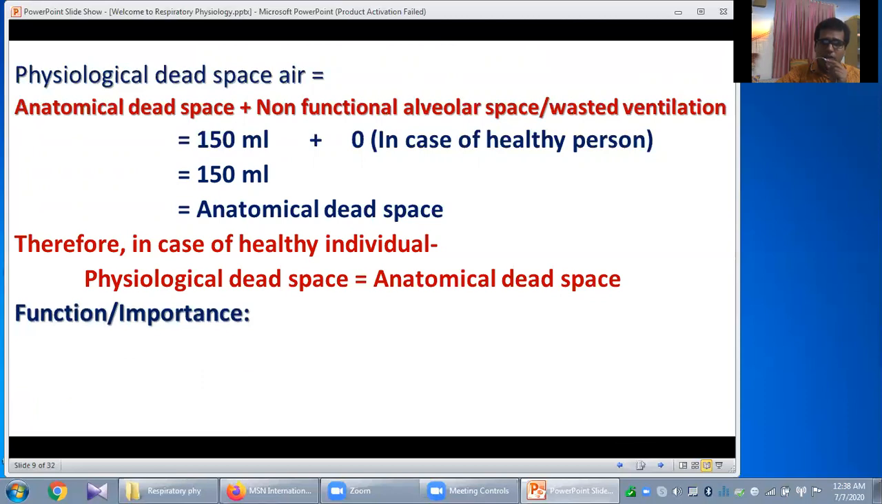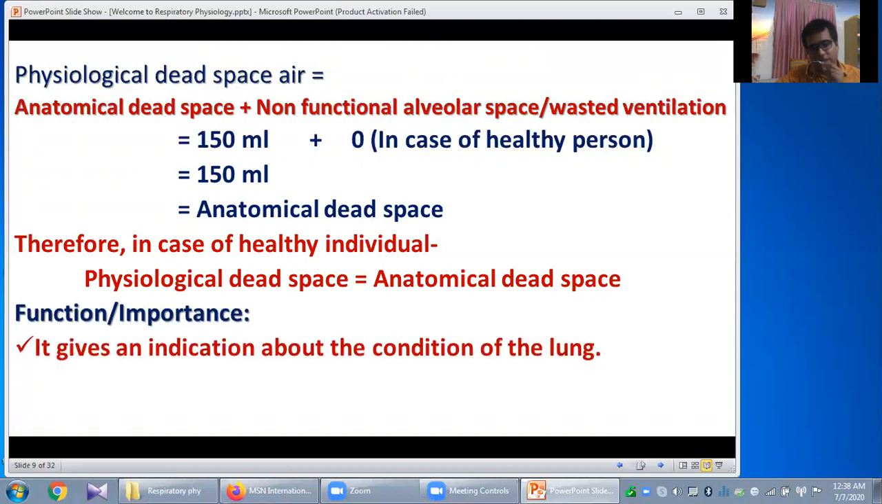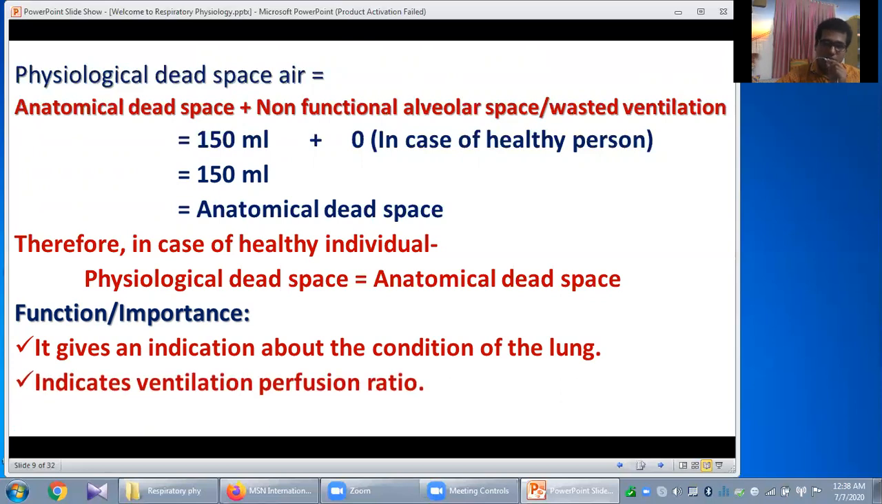So what is the importance of physiological dead space? It gives an indication about the condition of the lung. Another importance of physiological dead space is that it indicates the ventilation perfusion ratio. Today I'm not going to explain the ventilation perfusion ratio. Later on I will give you details about it.